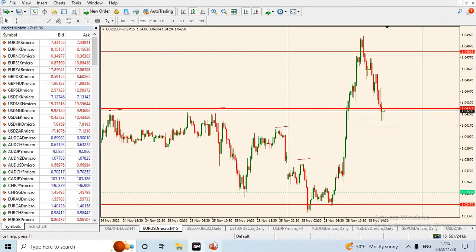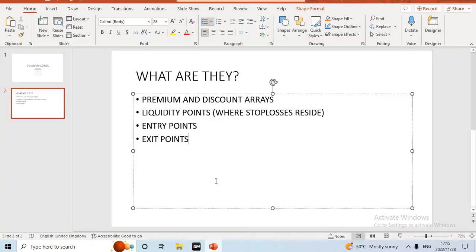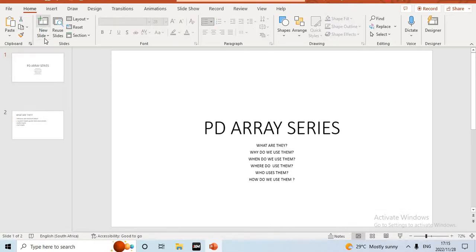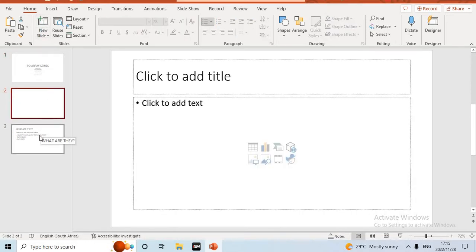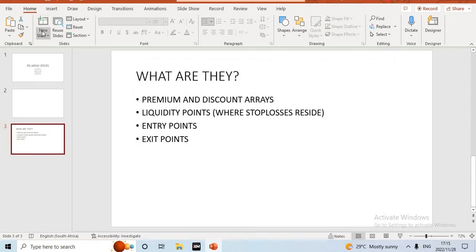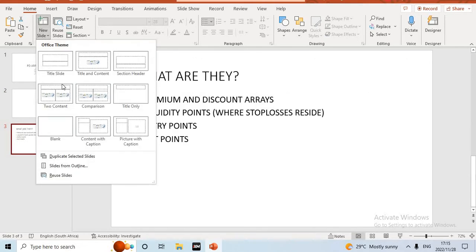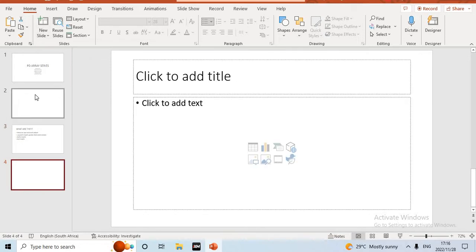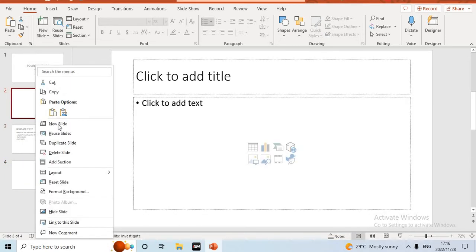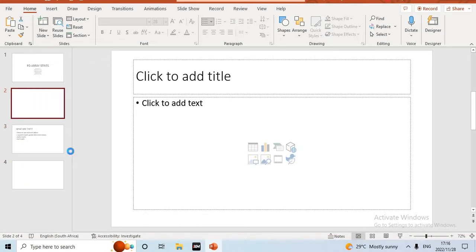So after PD arrays, what are the entry points, exit points, liquidity points where stop losses reside, right? Premium discount arrays. Okay, now let's add another slide to this. All right, no, sorry, let's add another slide. Delete slide.